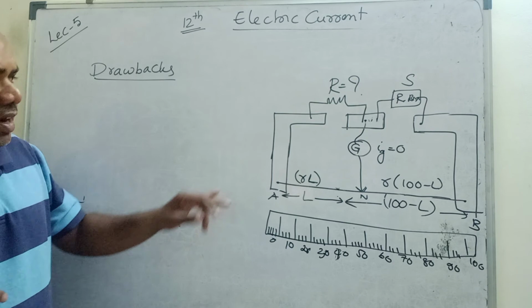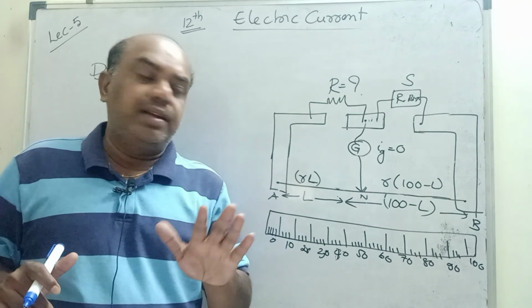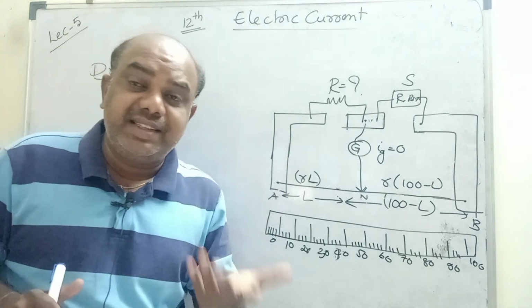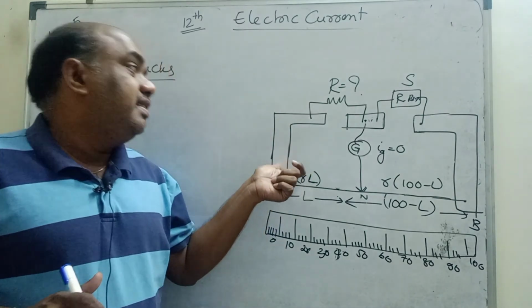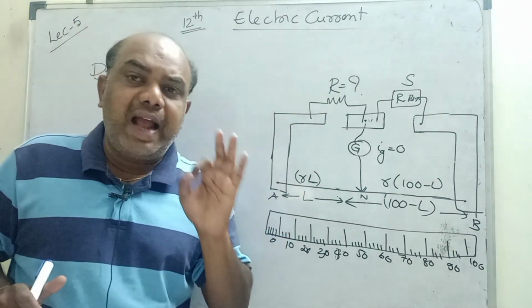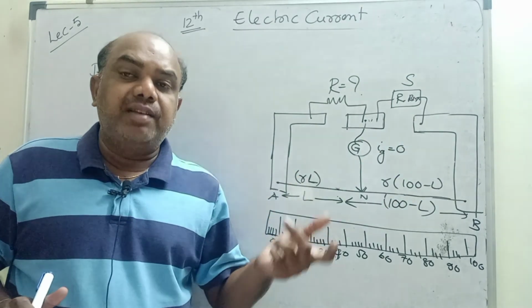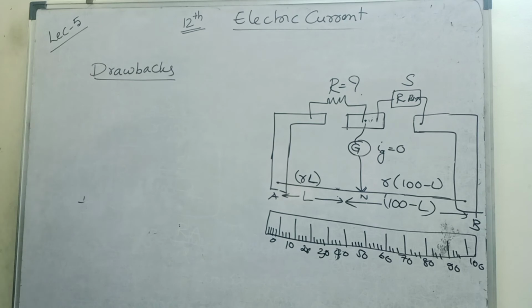The main drawback, number one: these are copper strips. We are not considering the resistance of these copper strips. If you find this resistance, we will not get the exact reading. Why? Because copper also has some resistance, and we are not calculating it, so it is also included here. So we cannot find the exact value, because the copper strips and copper plates also have some resistance. That is the first drawback: we are not considering the resistance of the copper plates, so we will not get the exact reading.